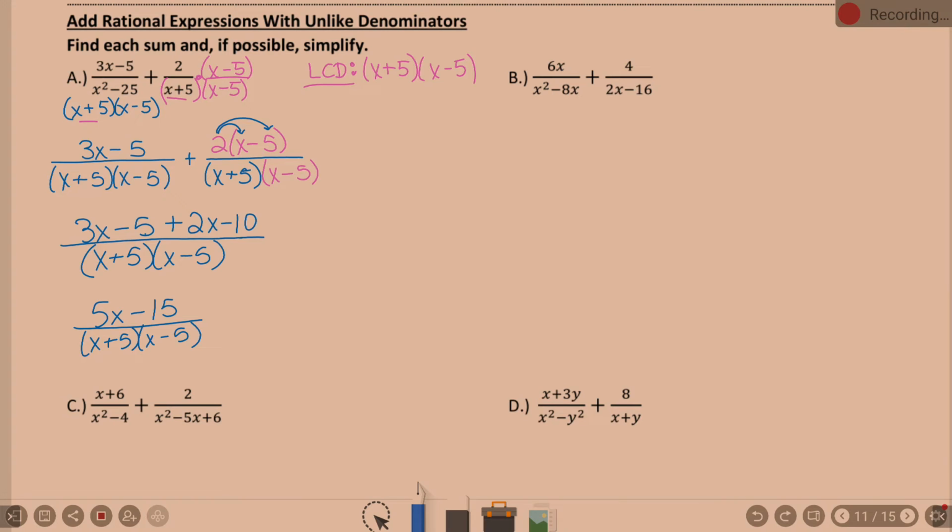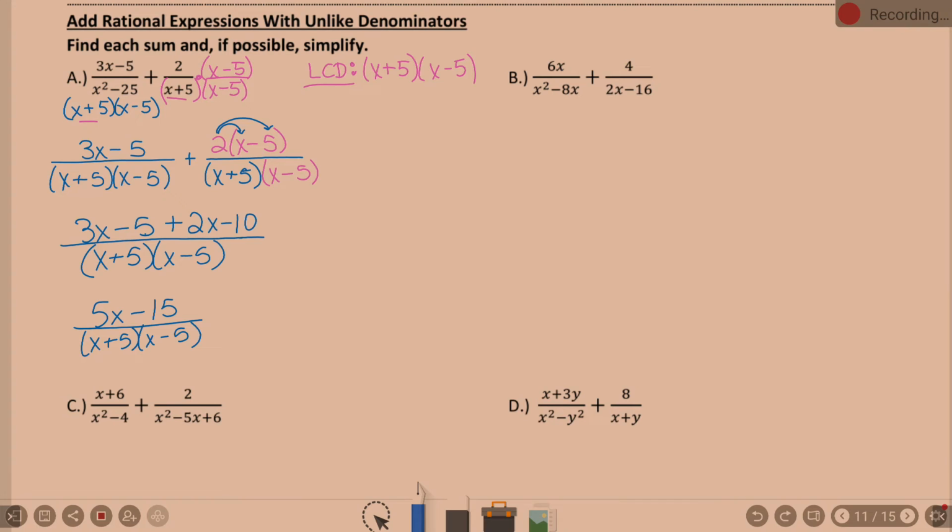Yes, ma'am. X cannot equal 5 or negative 5. Okay. And I didn't ask you to do restrictions on the variables this time, but yes, I agree. X cannot equal 5 or negative 5. So we don't have to do it. I understand that. It's just that in homework, there's only a couple they ask for.